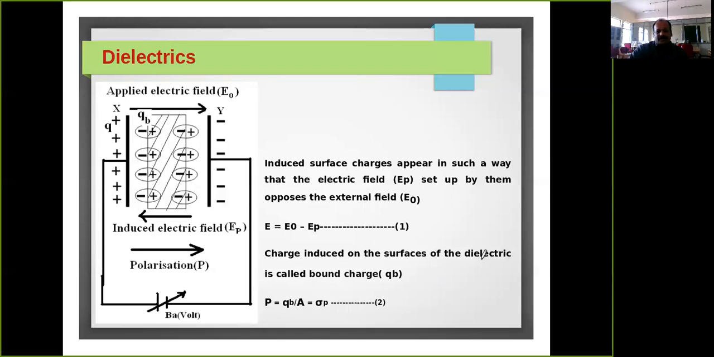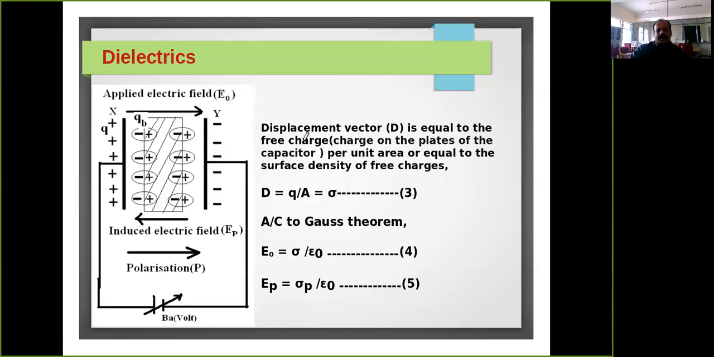The charge induced on the surface of the dielectric is called bound charge. These are the bound charges induced on the surface of the dielectric. So P is equal to QB divided by A. This is called the surface charge density due to polarization. And also, the displacement vector is equal to free charge per unit area. Free charge means the charge on the plates of the capacitor. The charge on the plates of the capacitor is nothing but free charge. So the displacement vector can also be written as Q divided by A. Q is the amount of charge present on the plates of the capacitor. This is equal to the surface charge density on the plates of the capacitor.